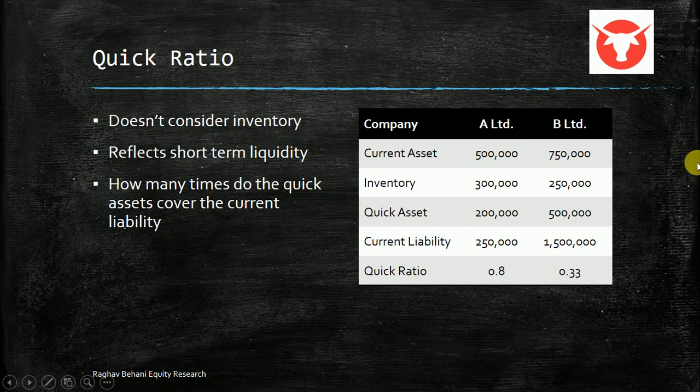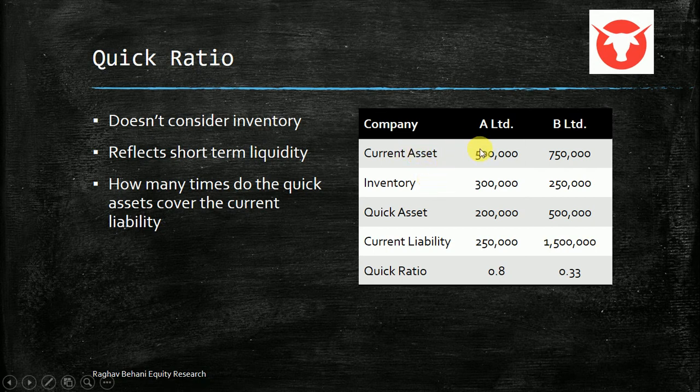Quick ratio is a modification of current ratio because it doesn't consider inventory. It reflects short-term liquidity. It shows us how many times the quick assets cover the current liabilities. Now, quick ratio assumes that the company cannot dispose of its inventory immediately, or maybe in a few conditions that the inventory, if sold off immediately, has no value. Quick asset is nothing but current assets minus inventory.